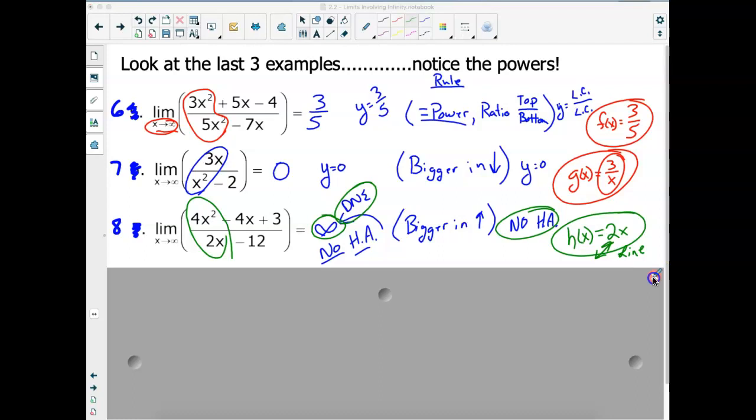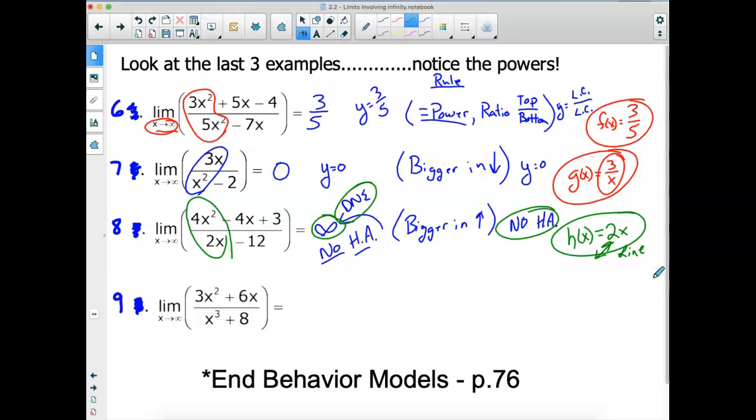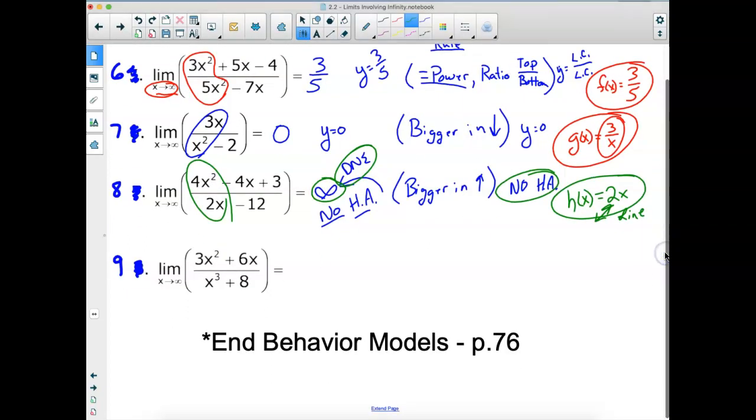So if I looked at this last one, what would my end behavior model be? Well, I can look at it in one of 2 ways. I can divide everything by the biggest power and do this algebraically. Actually, with limits, unless I'm specifically asked to show algebraically how to find that infinite limit, I can look at this thing and say, oh, I'm big in the bottom.